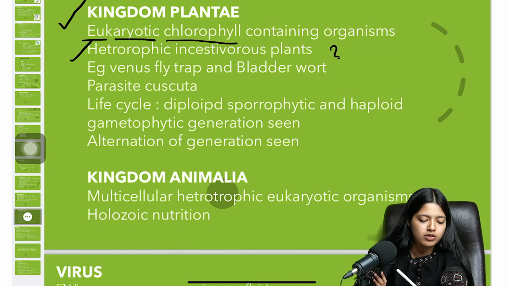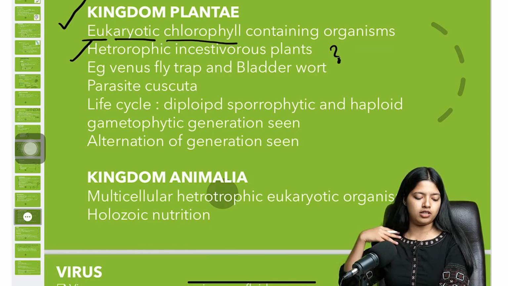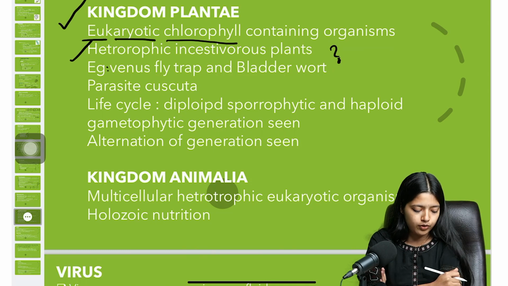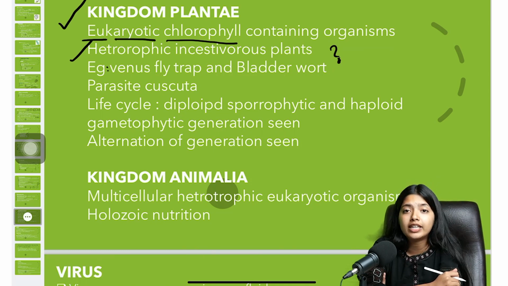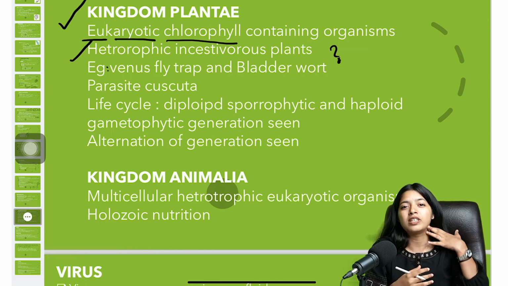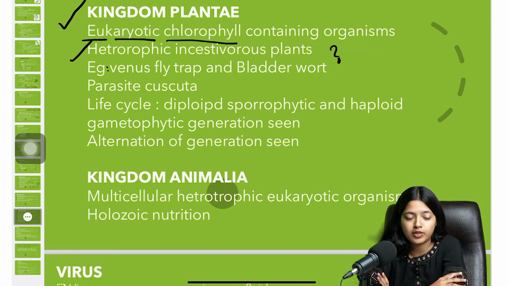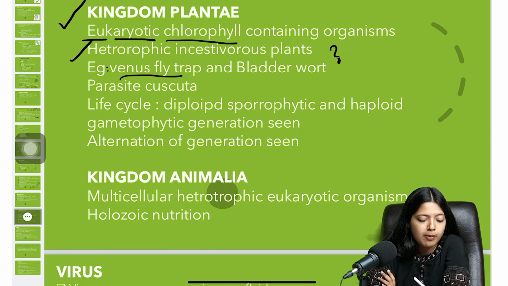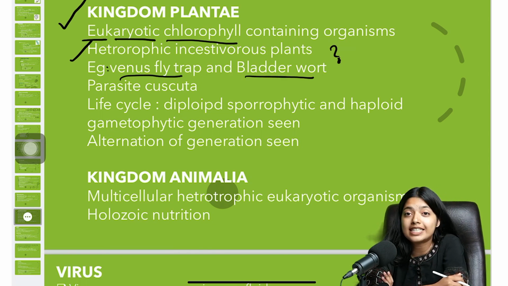Why, right? They can produce food by themselves. Still, they capture other organisms. Examples are Venus flytrap and bladderwort. Venus flytrap is a special plant. It can literally capture organisms, small insects. It will capture that insect and squeeze it and take all those minerals and nutrients from that organism. Okay, that's an example. Insectivorous plants are the Venus flytrap and bladderwort. That's also an insectivorous plant.